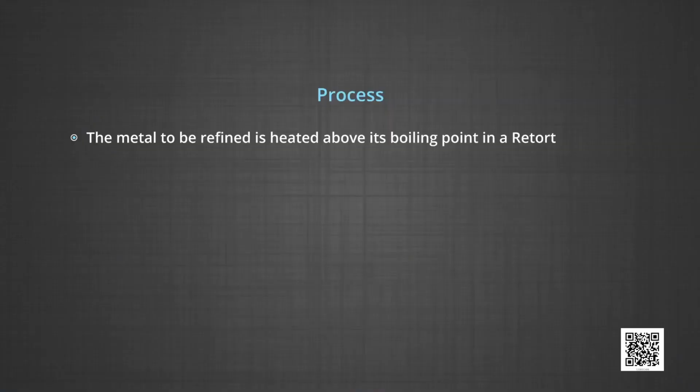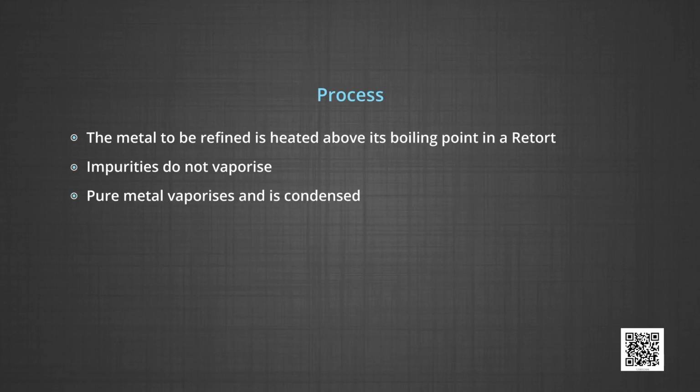Let us understand the process. The metal to be refined is heated above its boiling point. Impurities do not vaporize. Pure metal vaporizes and is condensed. Impurities are left behind. The next method is liquation.